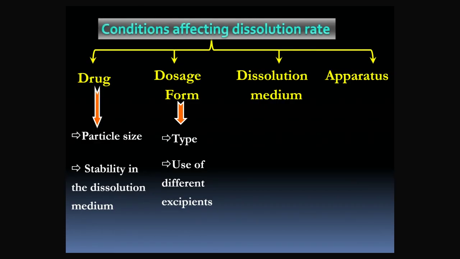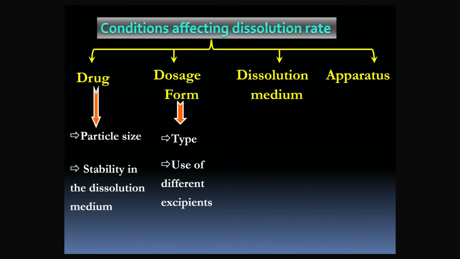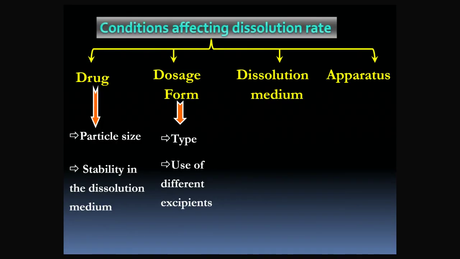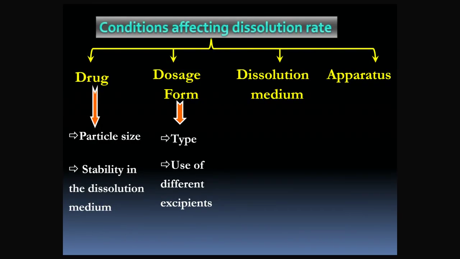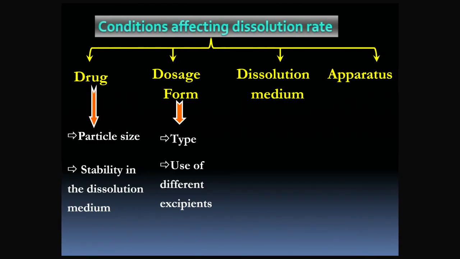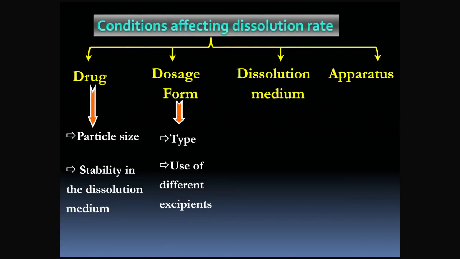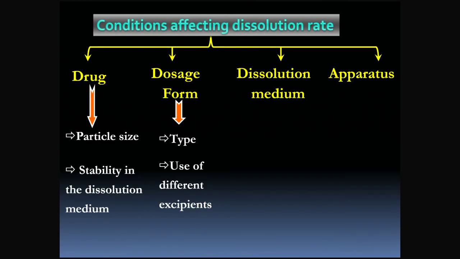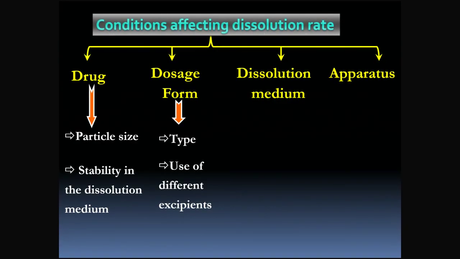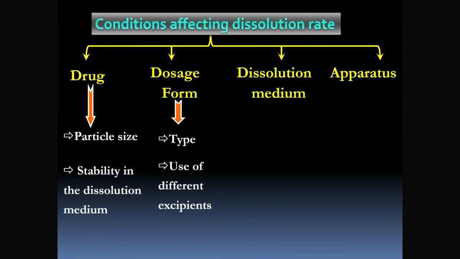The kinetic velocity of dissolution is governed by 4 foundational variables: the intrinsic properties of the drug, the physical matrix of the dosage form, the chemical composition of the medium, and the mechanical dynamics of the testing apparatus. By reducing the drug's particle size, we drastically expand the total surface area exposed to the solvent, which directly accelerates the rate at which molecules transition from the solid state to the liquid phase.